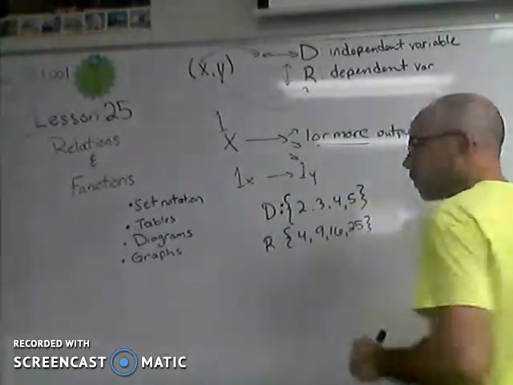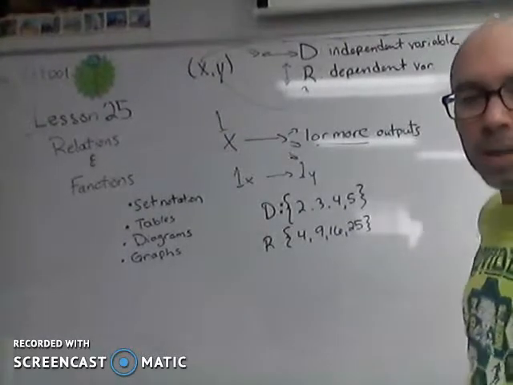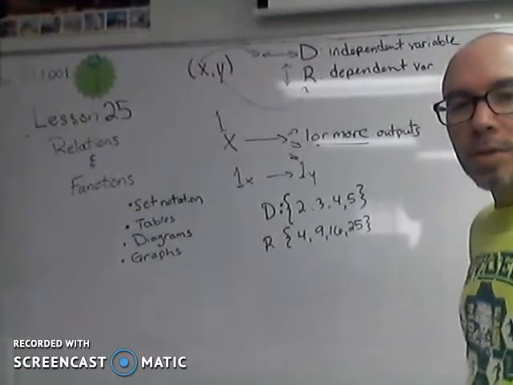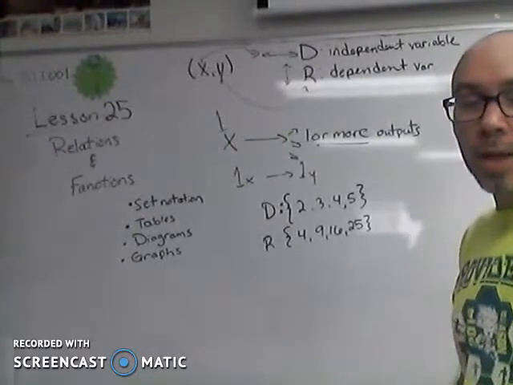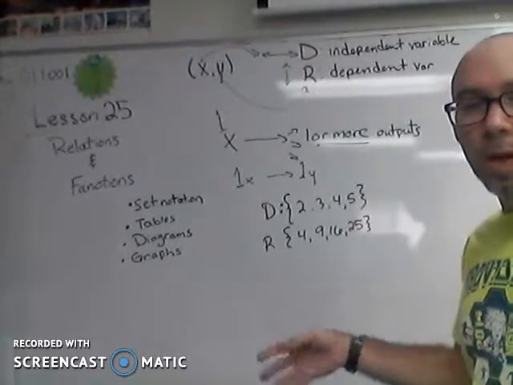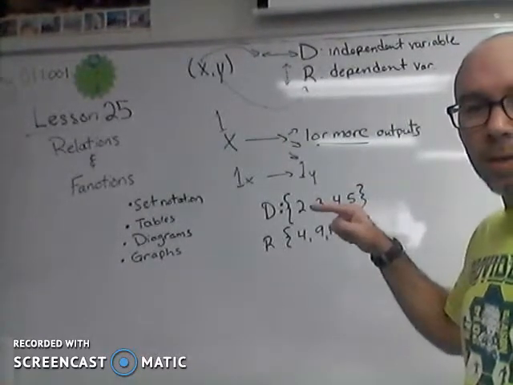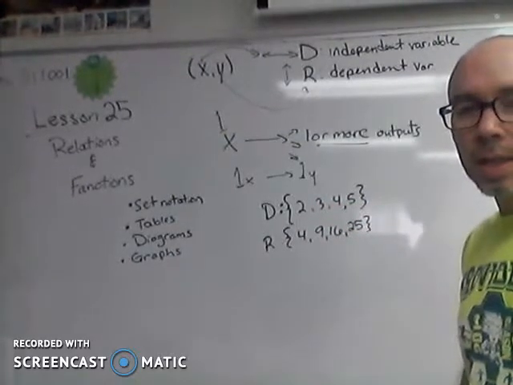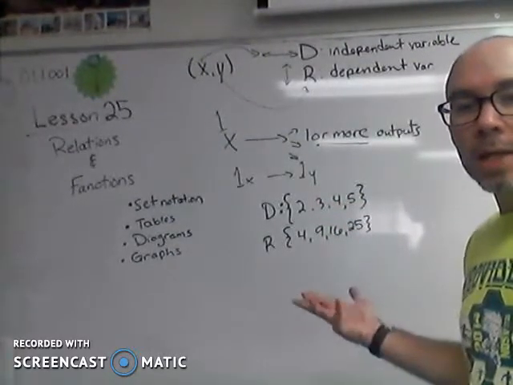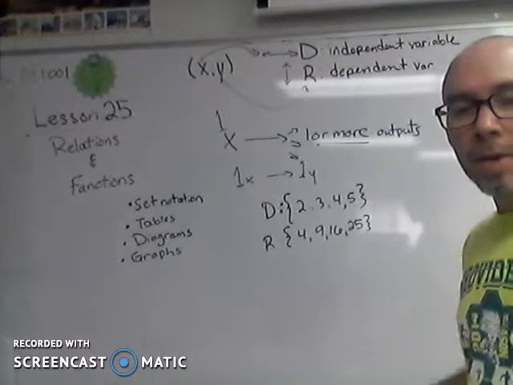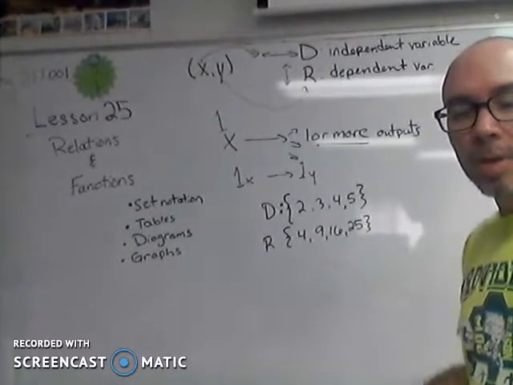And sometimes from just seeing the domain and the range, the list of numbers there, you can figure out what the function or what the machine was to turn the numbers in the first list into the numbers in the second list. And maybe you can see what I did there. I'm plugging in a number in the domain and out comes a number in the range.